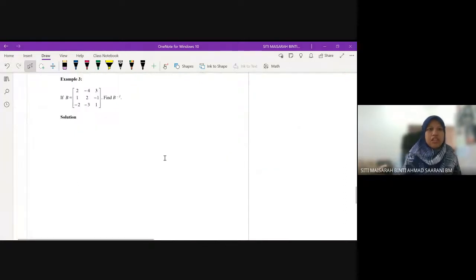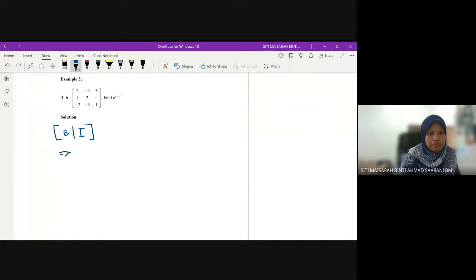Okay. So example 3, if B equals to 2, negative 4, 3, 1, 2, negative 1, negative 2, negative 3, 1, find B inverse. Okay, patutnya kena sebut ni by using elementary row operation. Tapi since dia duduk dekat part tutorial note ni, so ni kena buat ERO lah. Okay, so first we must construct augmented matrix. So our augmented matrix should be B I.